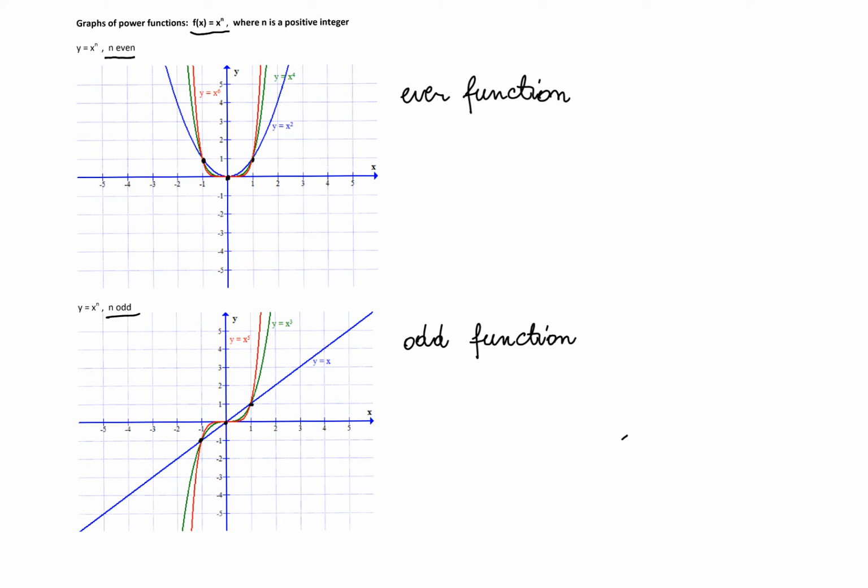For x negative, we'll have a symmetric image for n even, so the graph looks like the graph of a parabola, and for n odd, the graph is symmetric with respect to the origin, so the graph would look more like the graph of the cube function.